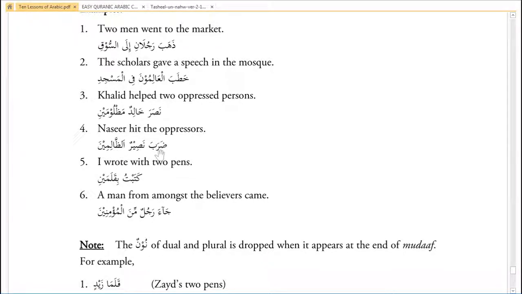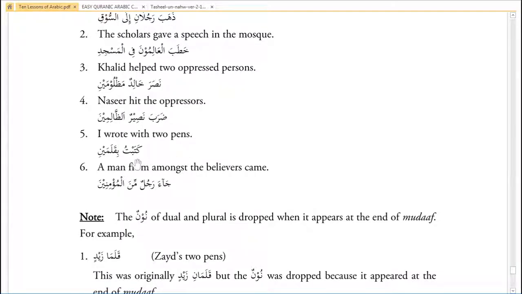So here's فعل, فاعل and مفعول. So ضرب نصير ظالمين. نصير hit the oppressors. This is in the state of جمع. And the fifth one, كتبت بقلمين. I wrote with two pens.